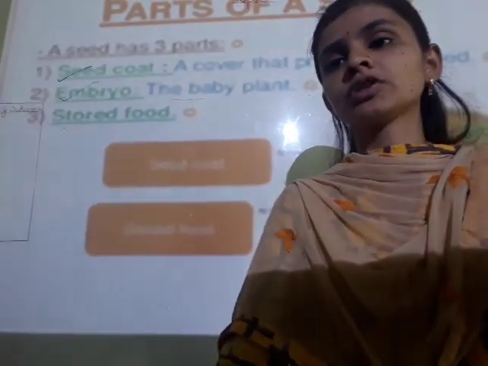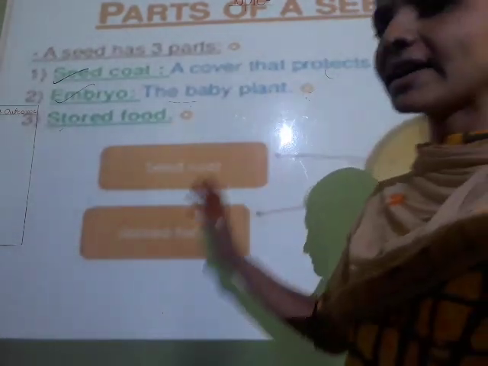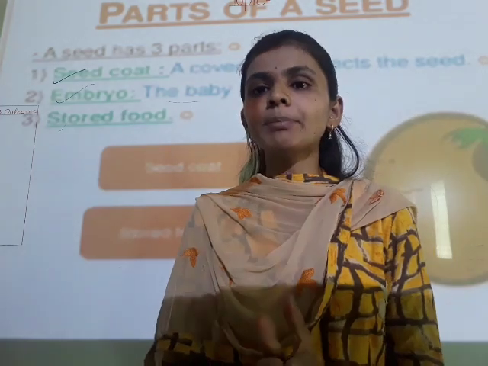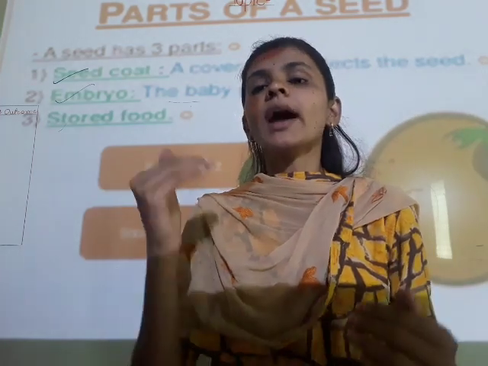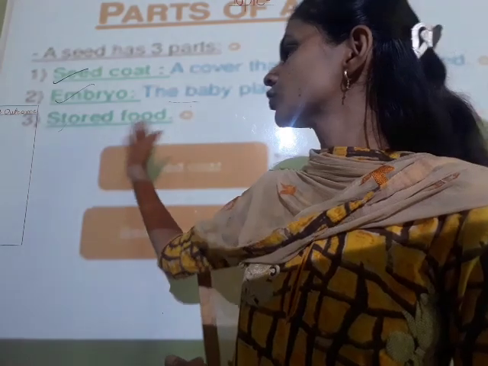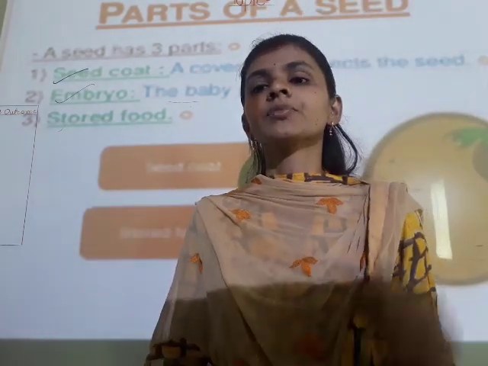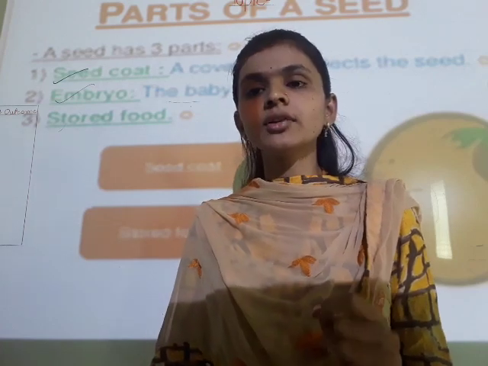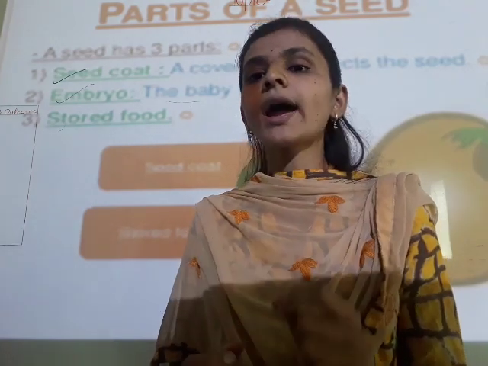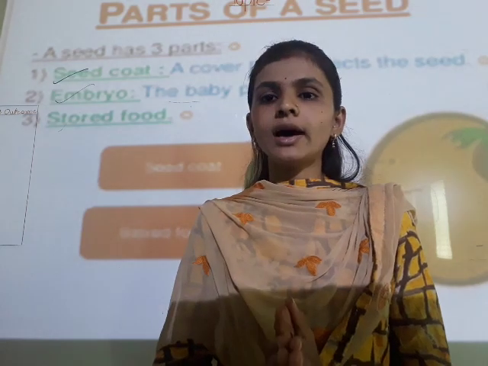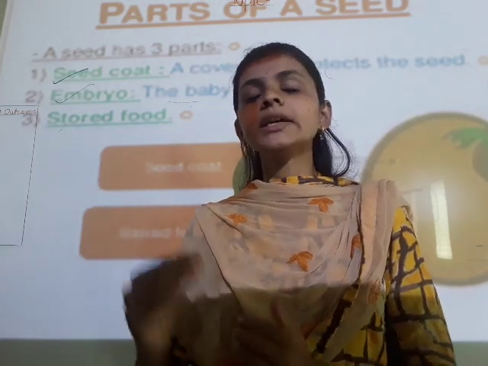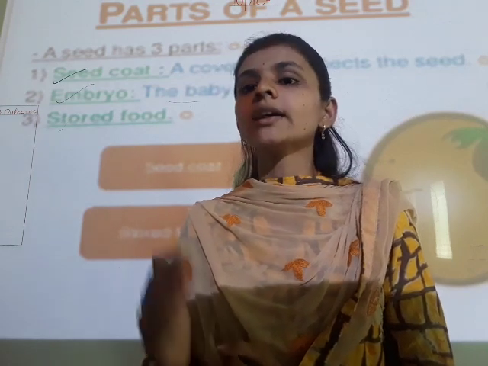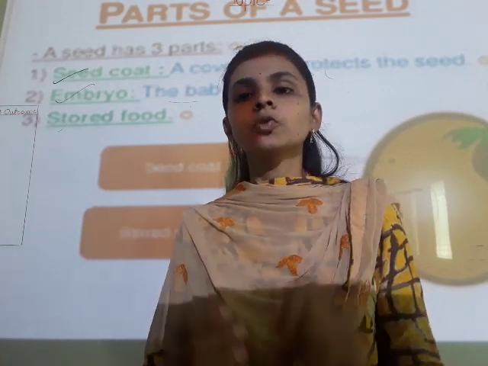Seed के कितने parts होते हैं? So the seed is having three parts mainly. First part is a seed coat. Second part is an embryo, and third one is stored food, and it is also known as the cotyledons. So these all are the parts of a seed. सीड के ये थ्री पार्ट्स हैं, सीड कोट, एम्ब्रियो, cotyledons, and the cotyledon is also known as the stored food.